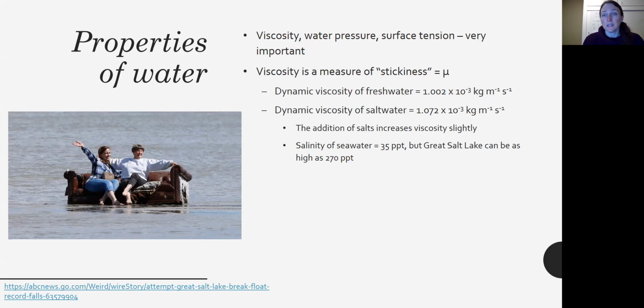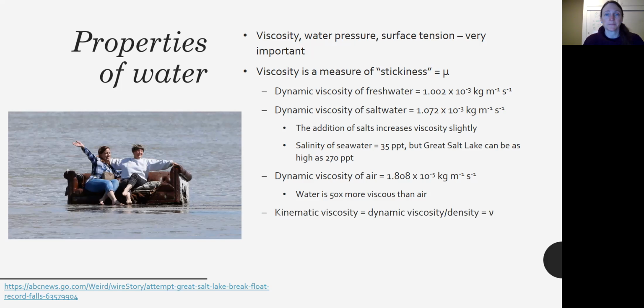So the addition of salts increases viscosity slightly, but the salinity of seawater, say, is 35 parts per thousand, while the salinity of the Great Salt Lake can be as high as 270 parts per thousand. This is why these two ladies can float around on the Great Salt Lake on a couch. And this is all in comparison to the dynamic viscosity of air, which is about 2 orders of magnitude lower, less viscous, or 50 times less viscous than water.